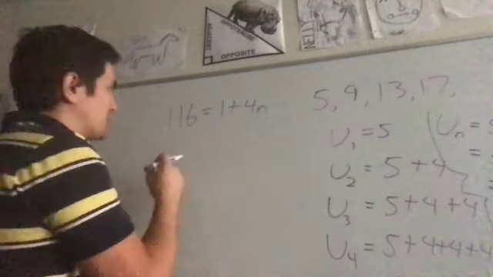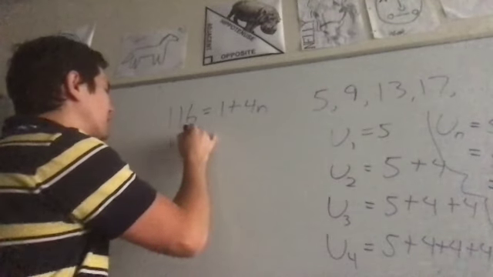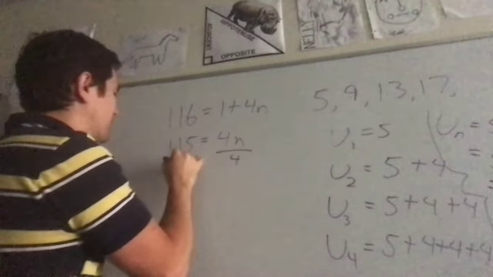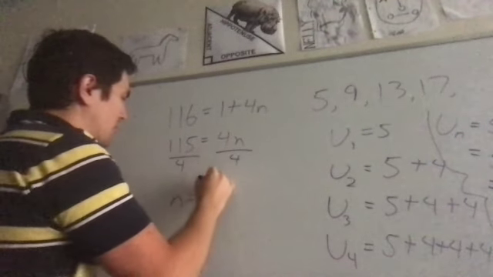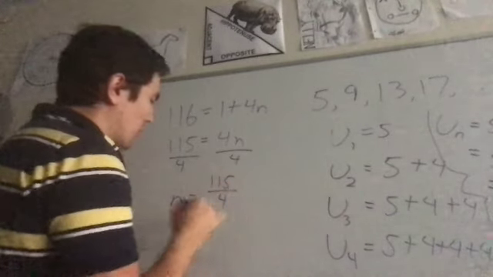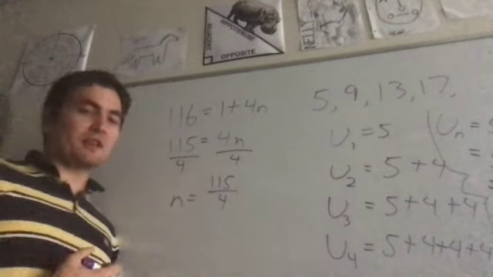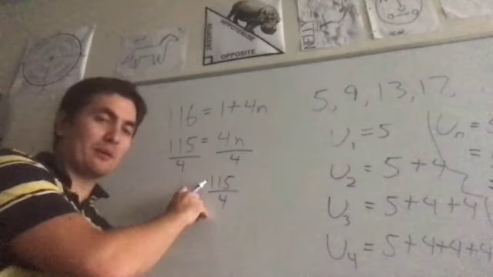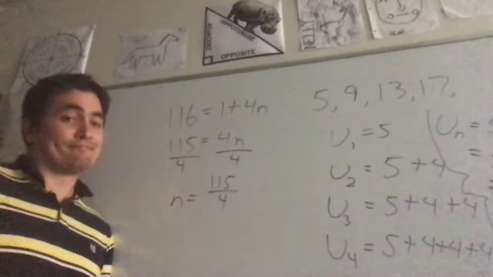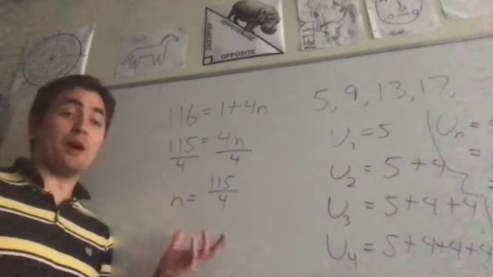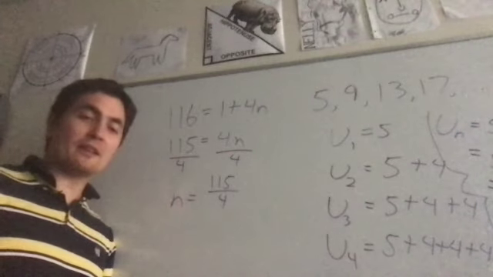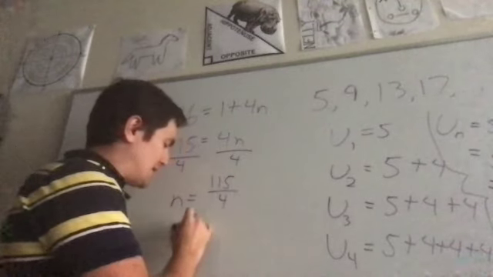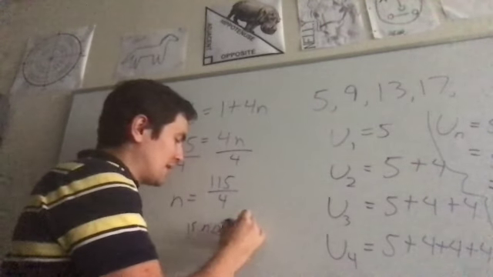Okay? Let's subtract 1 from both sides. We're going to get 115 is equal to 4n. If we divide by 4, then n is equal to 115 divided by 4. Big problem, and I don't need a calculator for this. I know that this is not an integer. You know why? Because it's an odd number divided by an even number. So it's clearly not going to be a whole number. If you want, you can run it in your calculator and you'll get some fraction or whatever. But all I need to know is that this is not an integer.